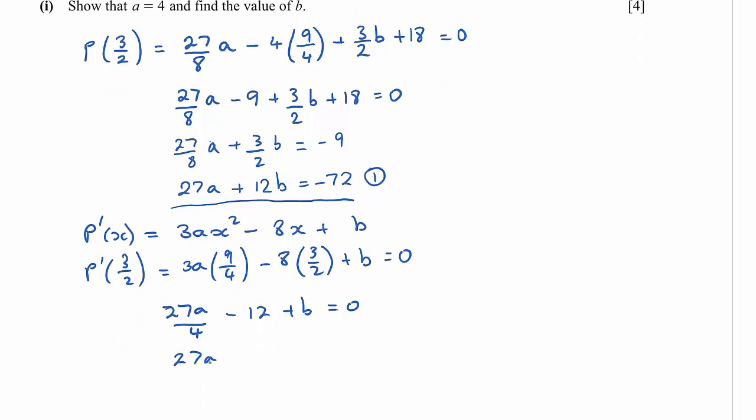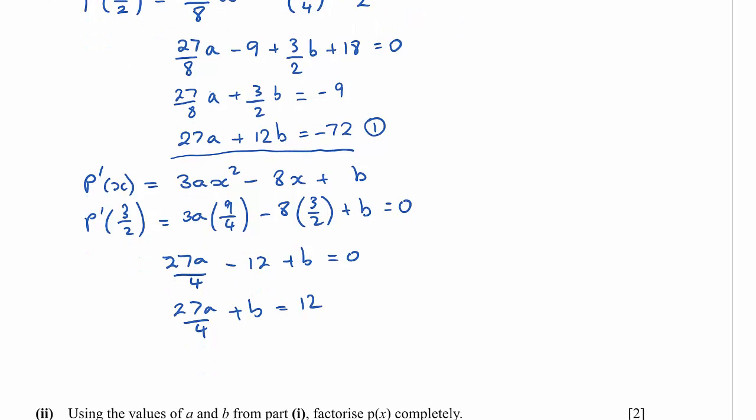So 27a over 4 plus b is equal to 12, and again let's get rid of all the fractions. So multiply through by 4 and we get 27a, add 4b is equal to 48. And so we'll call that equation 2.